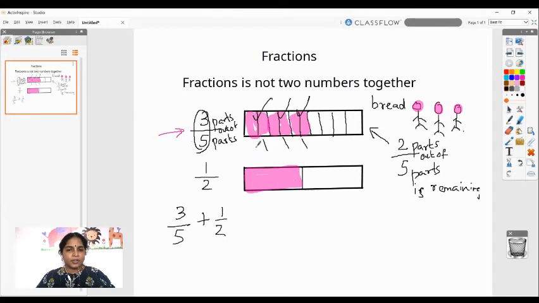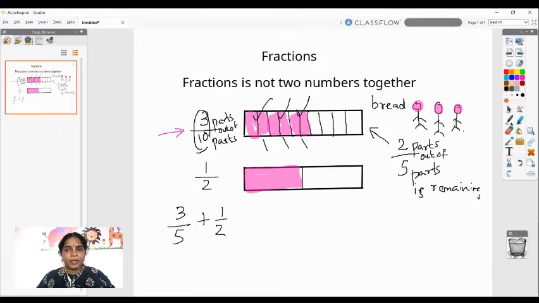Totally, I got 10 parts now. That means this is no more a 5 out of 5 parts. It is not 5 parts. Now it has become 10 parts.